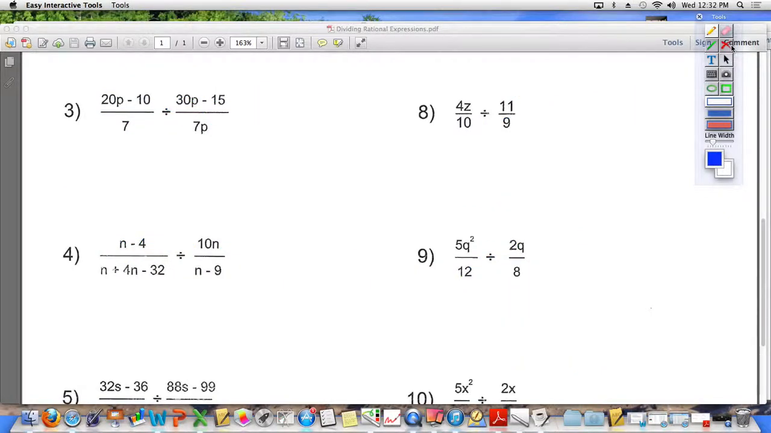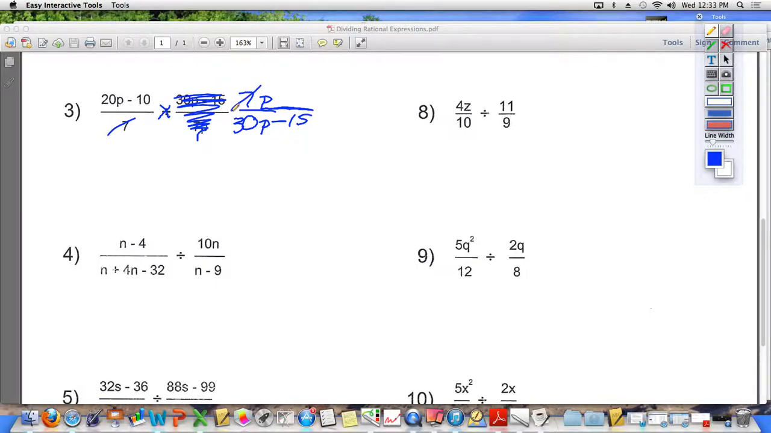All right. Change the divide to a times. So I change it to a times. I'm going to flip the second fraction, take the reciprocal of the second fraction: 7p over 30p minus 15. I'm going to cross this off so I can't see it, and I'm going to start canceling. What can I cancel right now before I factor anything? We have a 7 on the top, a 7 on the bottom. I'm going to get rid of them.